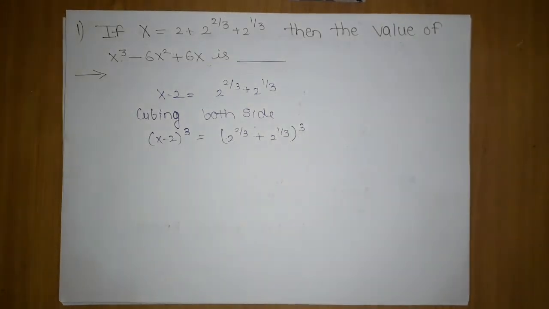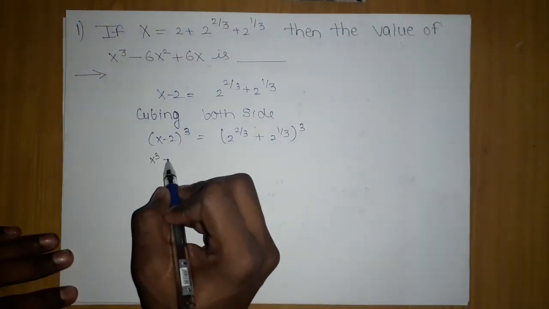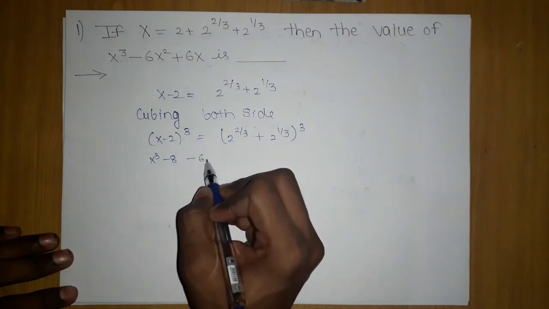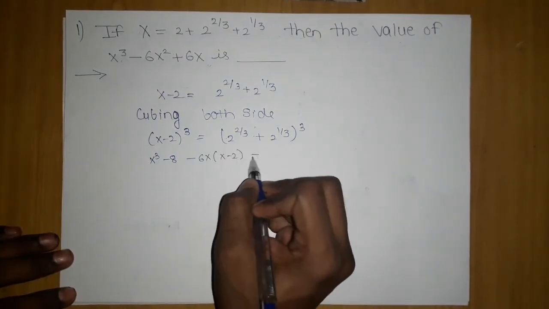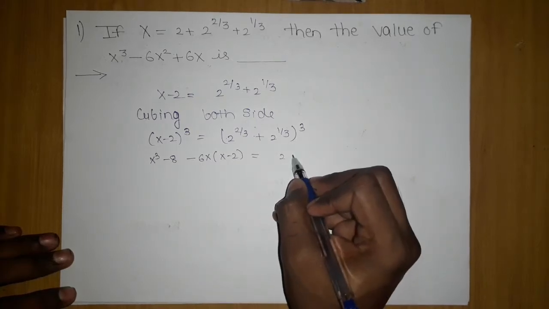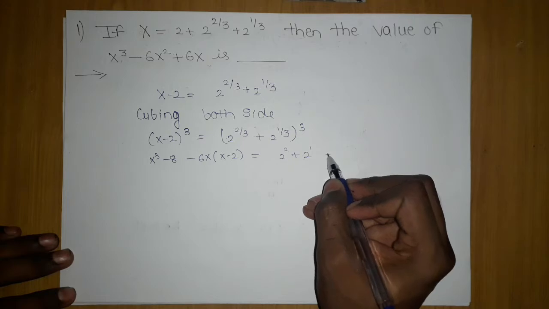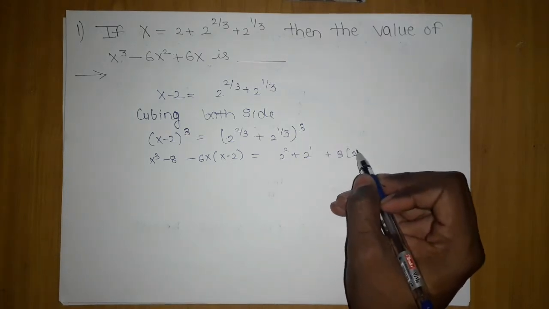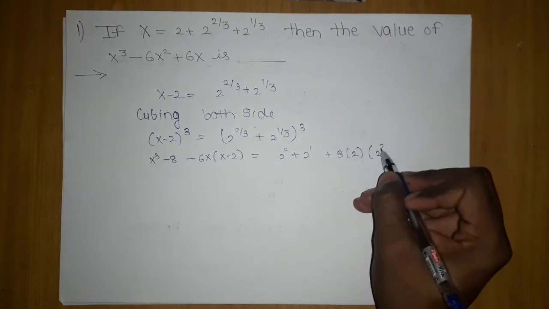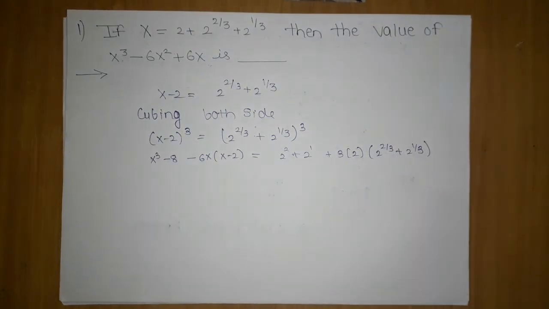Now let's see what we can do. So let's open the cube. x cube minus 8 minus 6 x into x minus 2. Guys, this will become 2 to the power 2 plus 2 to the power 1, plus 3 into 3 into 2, and this will be 2 to the power 2 by 3 plus 2 to the power 1 by 3.